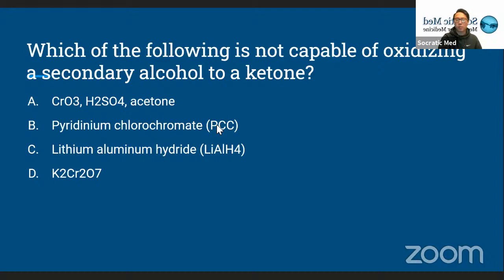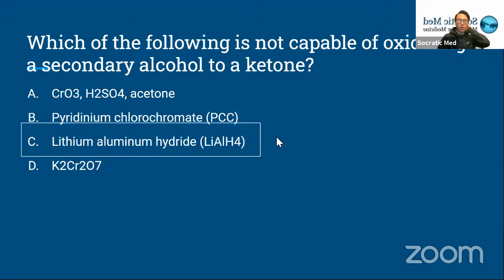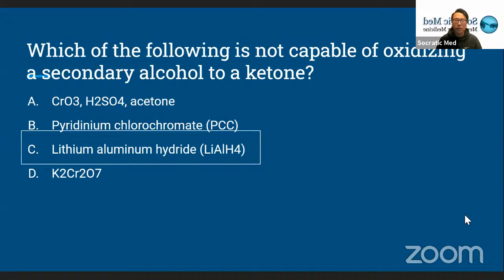And everyone chose choice C, and yep, that's the correct answer. Choice C, lithium aluminum hydride, is a reducing agent, and it would have no effect on a secondary alcohol, and it definitely wouldn't convert it to a ketone. While A, B, and D are all oxidizing agents, and they would be able to convert a secondary alcohol into a ketone. So good job, everyone.